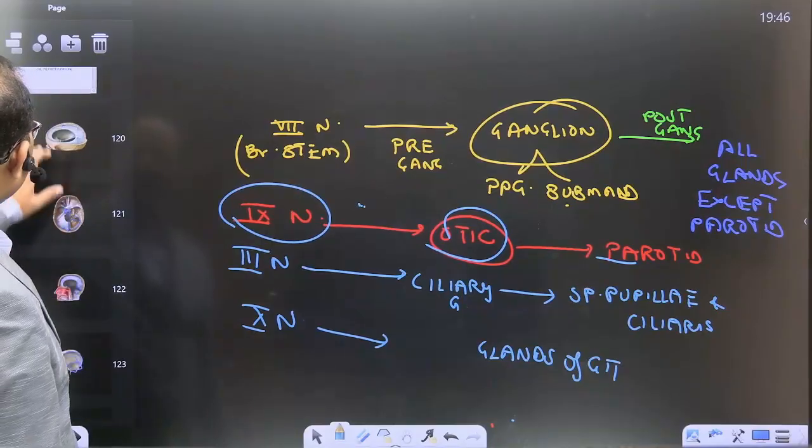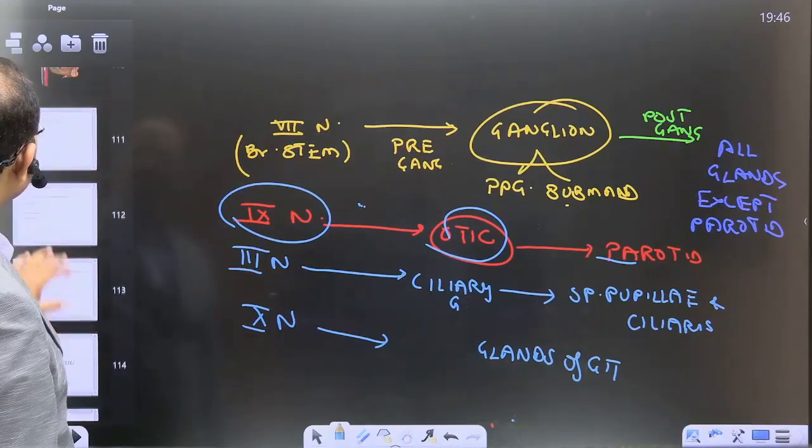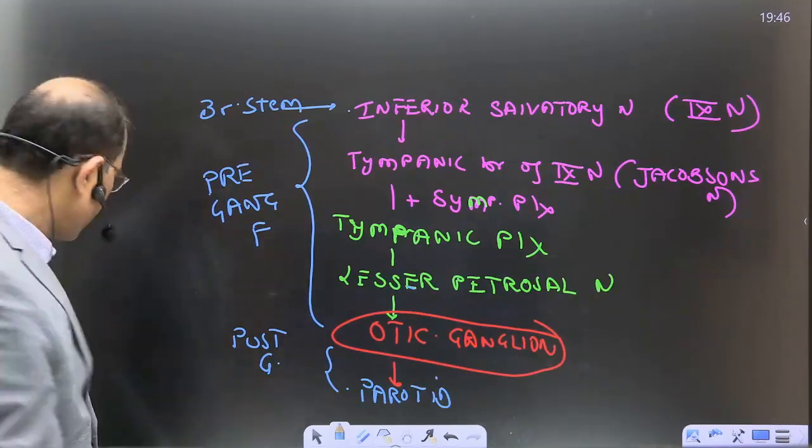Let me tell you one more thing, so this will be very clear to all of you. Okay, we'll start with the facial nerve. Let us understand the facial nerve. So this will be clear. Now, facial nerve, what does it supply? All the glands in the head and neck. Clear? Facial nerve supplies all the glands in the head and neck.